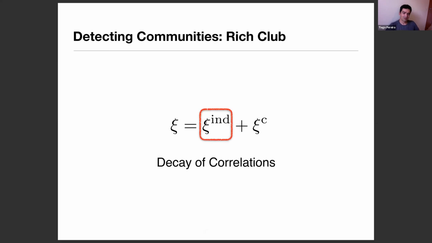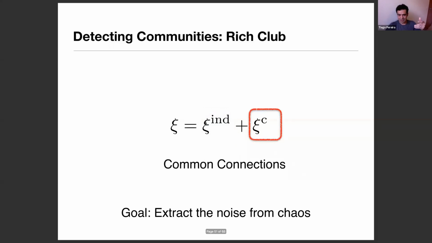What I'm telling you now is that if you have a look at this noise, it will be composed of independent noise, which may come from the correlations of this hyperbolic dynamics. But it will also have a part of common noise, which has to do with common connections.